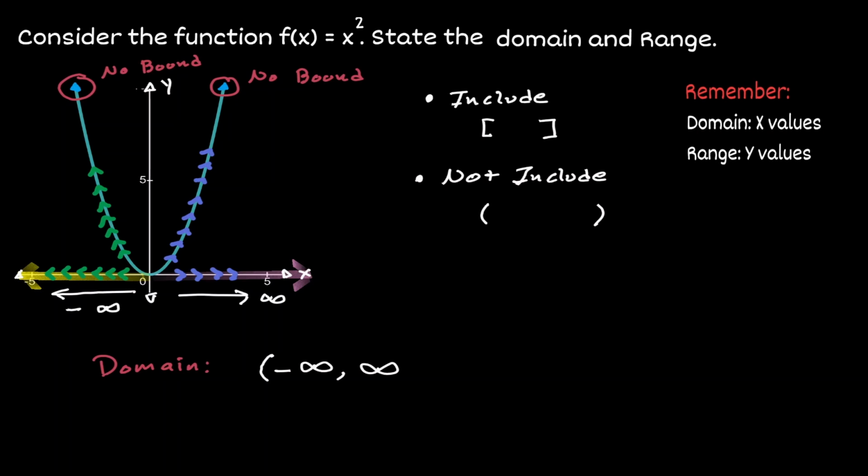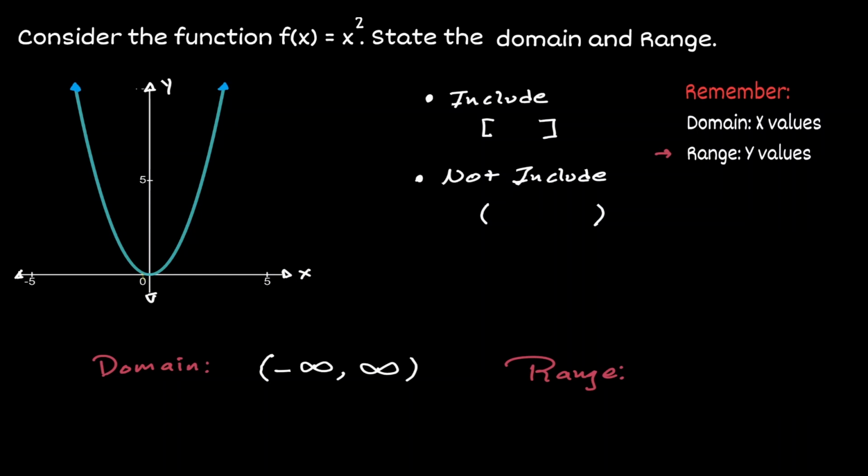And the same goes on the right-hand side. On the right-hand side of positive infinity, does it make sense for us to include the value of positive infinity? It doesn't. Infinity is not a value, it is just an idea. So we cannot include it. We're going to use an open parenthesis. So now we have defined the domain of this graph. Now let's take a look at the range of this graph.